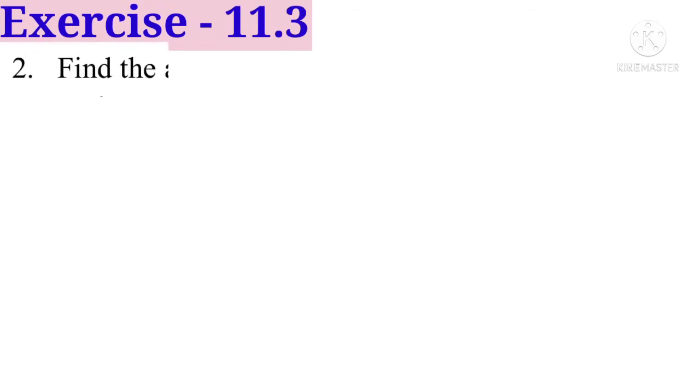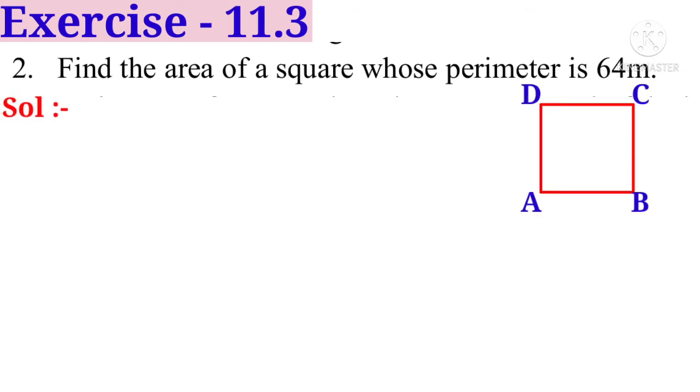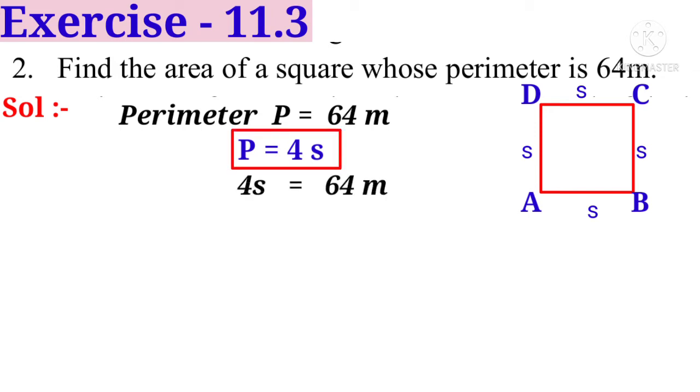Now second problem, find the area of a square whose perimeter is 64 meters. Solution. Take the picture of a square ABCD. Perimeter P is equal to 64 meters. We know that perimeter of square is P is equal to 4S. So 4S is equal to 64 meters. Now side S is equal to 64 by 4. On simplification by 4, 4 1 ja, 4 16 ja, that is 16 meters.